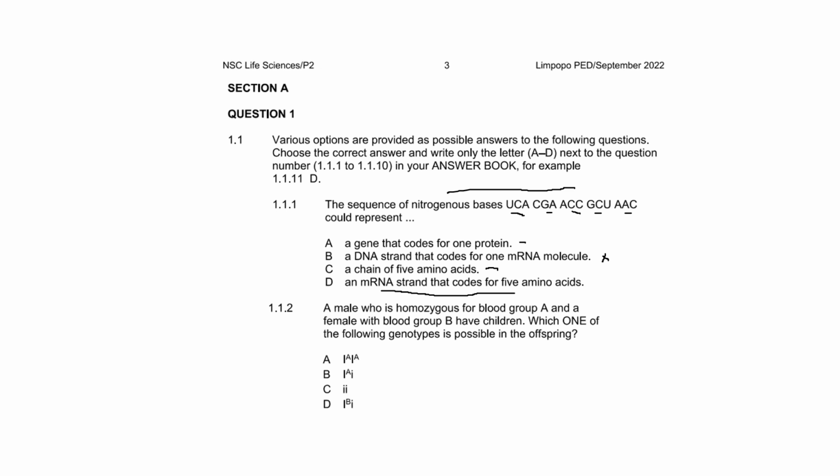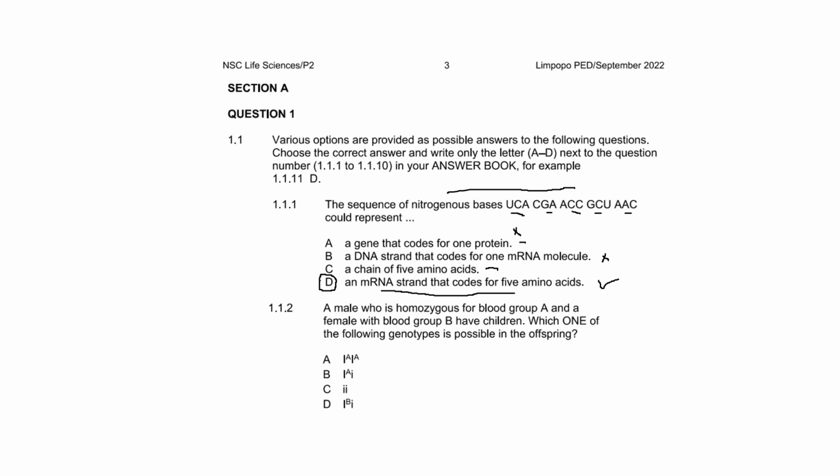So it can't be one protein. When you get 5, you'll get more than one amino acid, so we can't have one protein because we'll get more than one. So that one is out. Meaning the obvious one will be option D, which means it will be an mRNA that will code for 5 amino acids. So let's move on.